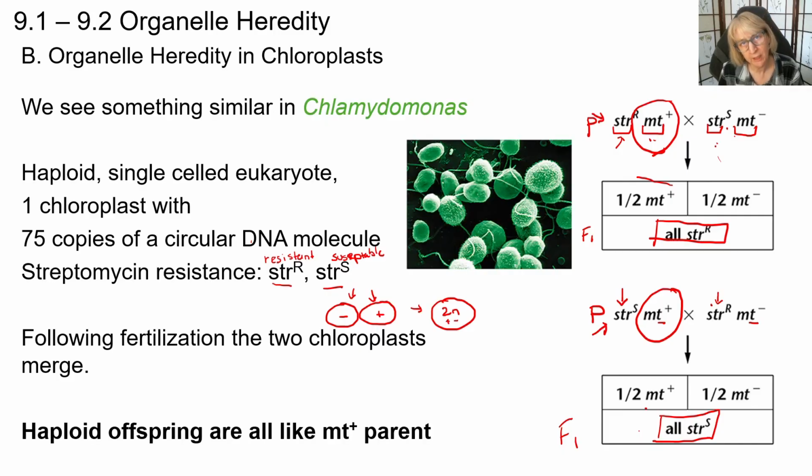The haploid offspring, when they come through that entire life cycle, are always like the MT plus, the mating type plus parent. The plus parent is the one that is determining the phenotype of the offspring in that particular trait. It turns out the one that is positive is the one that is actually passing on its DNA in the chloroplasts. This is an example of a gene that's carried in a chloroplast. Chloroplasts are passed on maternally in plants, and in algae, red algae and green algae, they're passed on through the positive mating type.